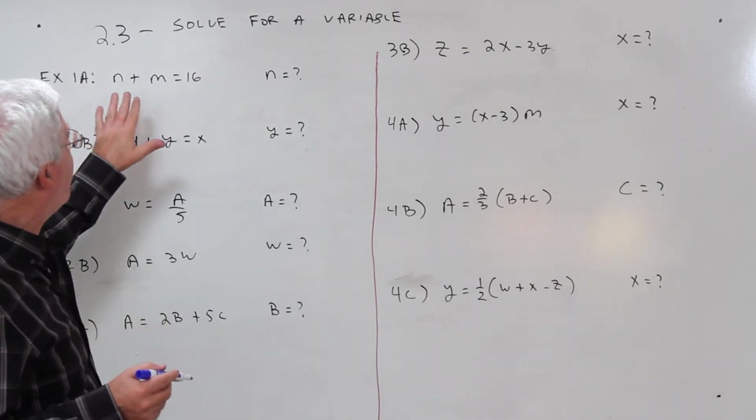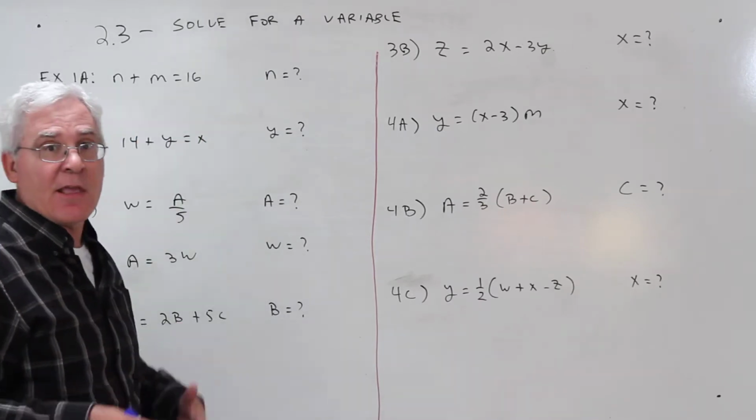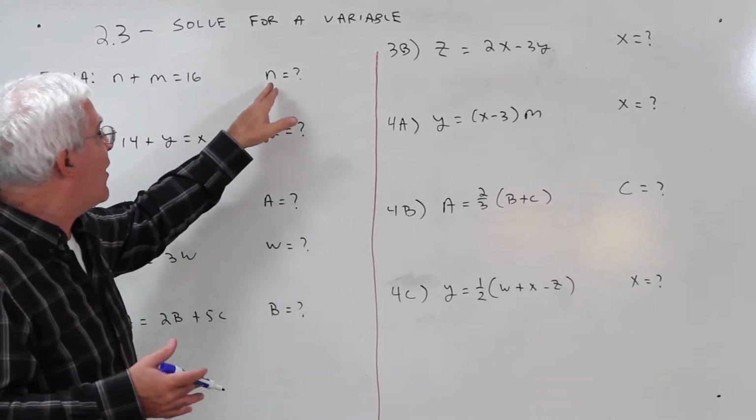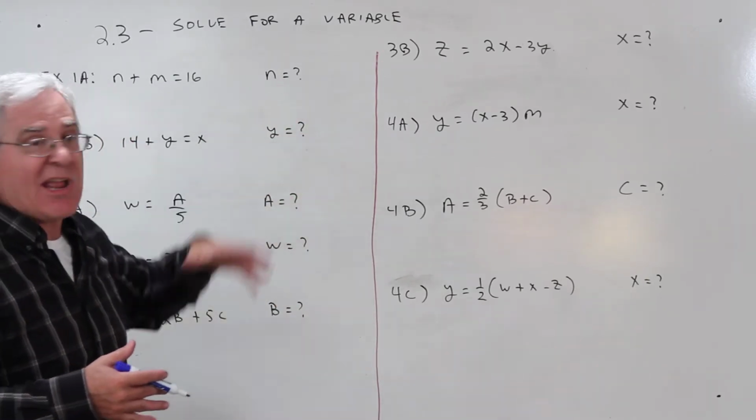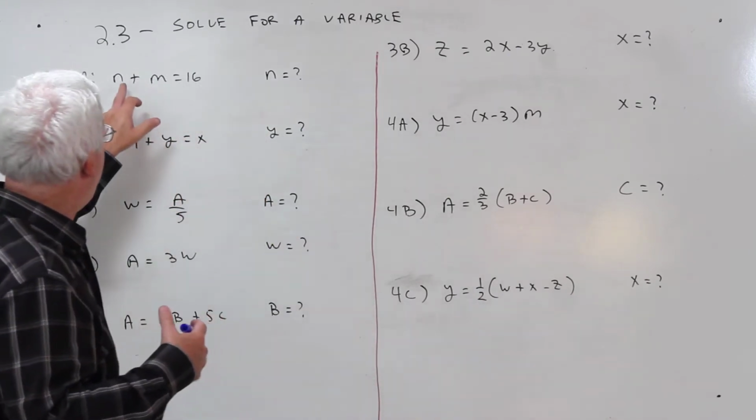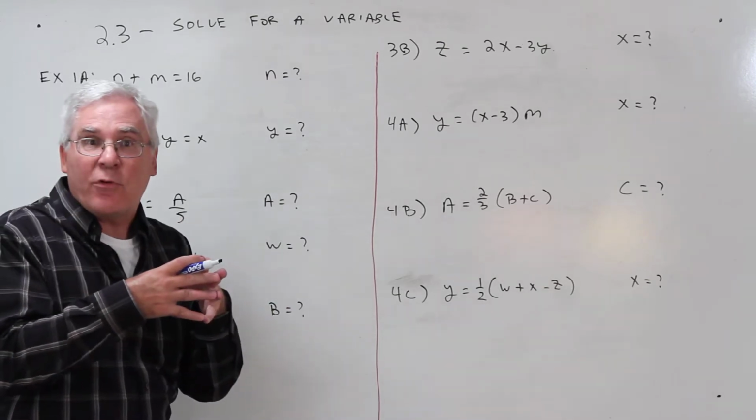The first example says n plus m equals 16. Alex will say solve for n. Just to make it fewer words when you write, I'm just saying n equals. Whatever I write, that's the letter I want to get all by himself. So I want to get n all by himself. I don't like that m next to him.